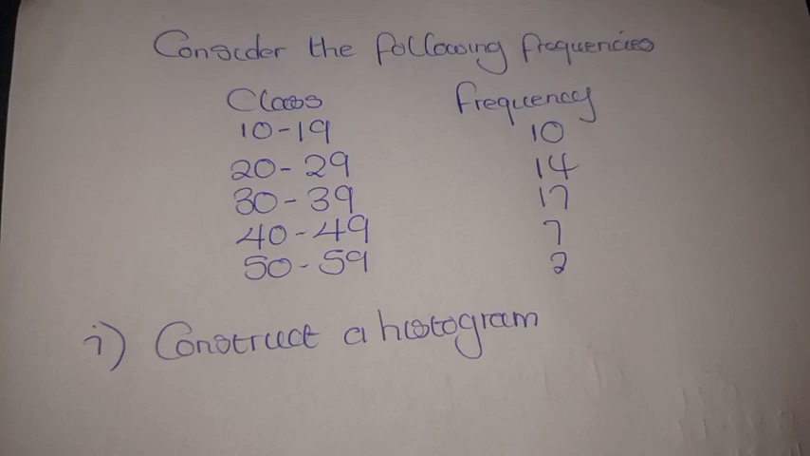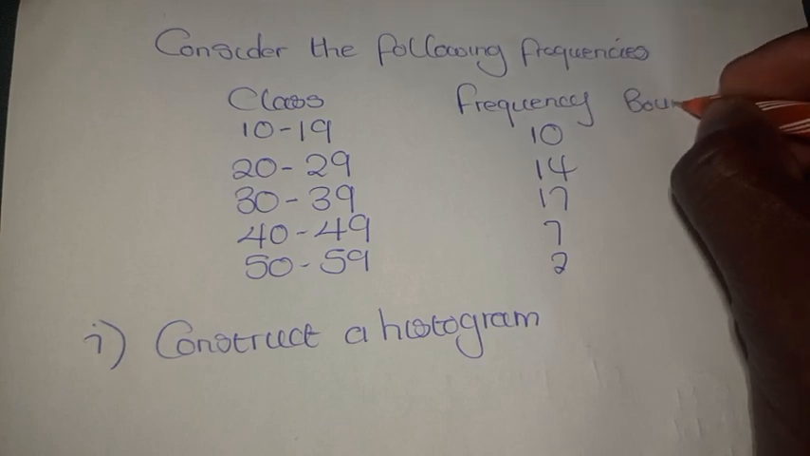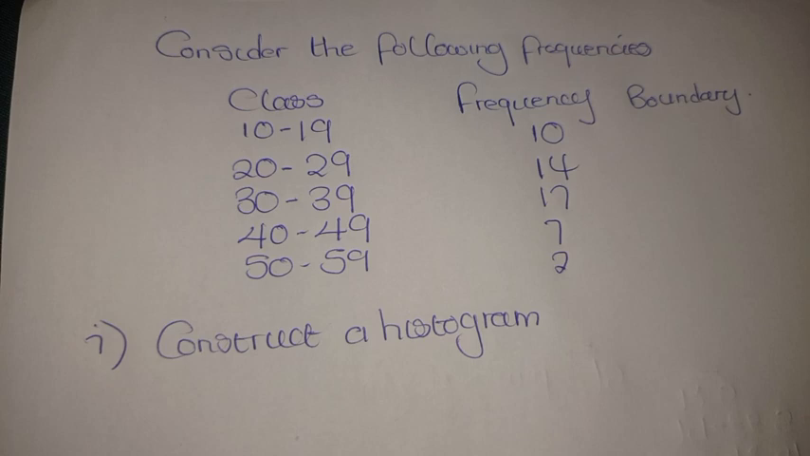Ladies and gentlemen, today we have one interesting question which reads: consider the following frequencies. This is the frequency distribution table which they have told us to consider. The question is to construct a histogram. For you to construct a histogram, you need to have another column, which is the boundary. To find this boundary column, what you do is something very unique but simple.